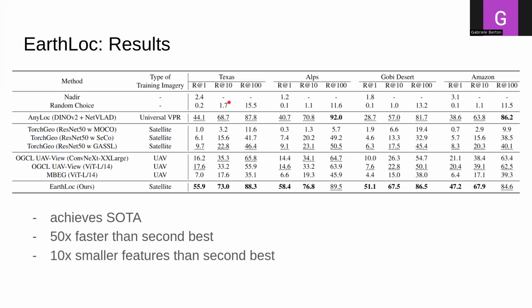And here are some quantitative results. We can see that EarthLoc achieves state-of-the-art while being 50 times faster and producing 10 times smaller features than the second best model.